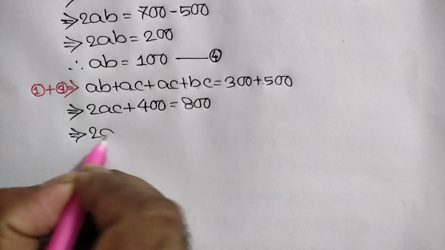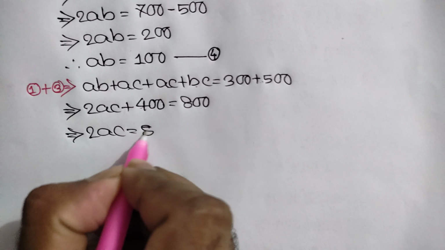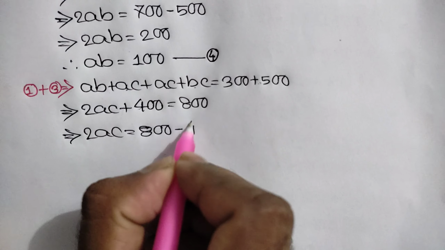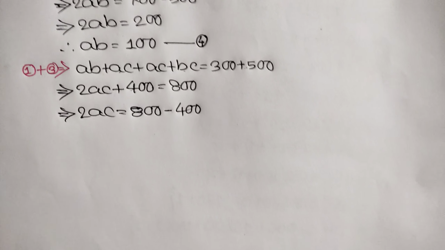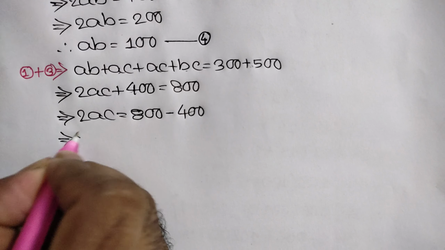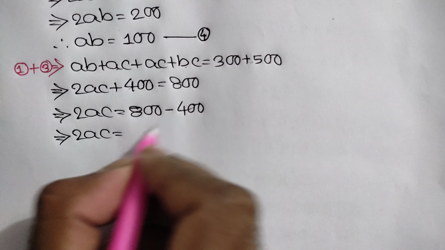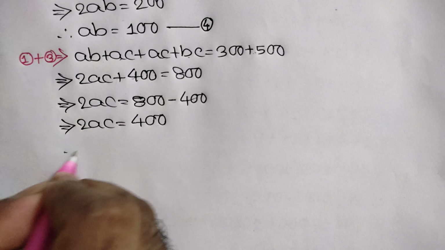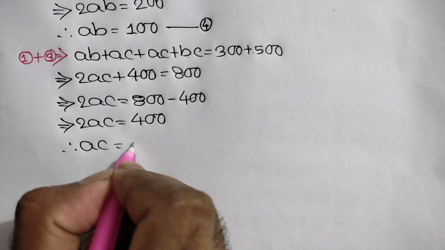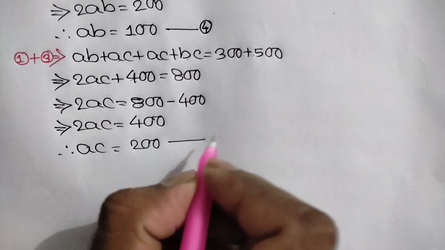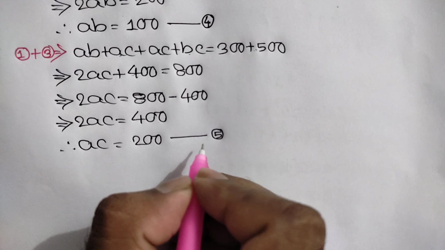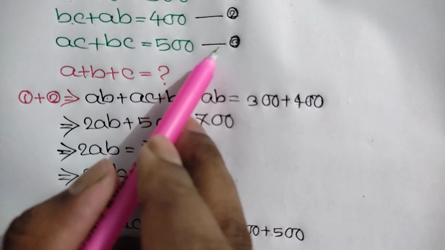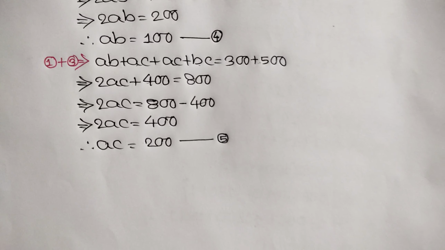Or twice AC is equal to 800. Now taking this 400 to the right side, we will get negative 400. Or twice AC is equal to 800 minus 400 is 400. Now dividing both sides by 2, we will get the value of AC is equal to 200, and it is called equation 5.